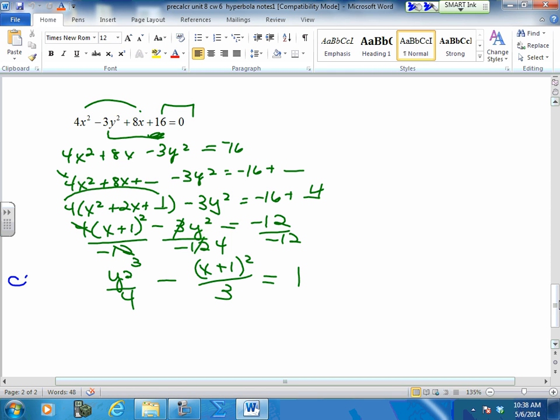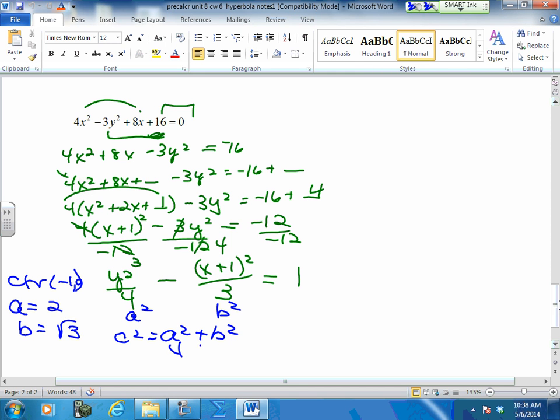So, my center is at -1, 0. Which one's my A, the 4 or the 3? 4. So there's my A squared, there's my B squared. So what's A? 2. What's B? Radical 3. And how do I find C? C squared equals A squared plus B squared. It's like Pythagorean theorem. You got A and B. 4 plus 3. So C is equal to radical 7.